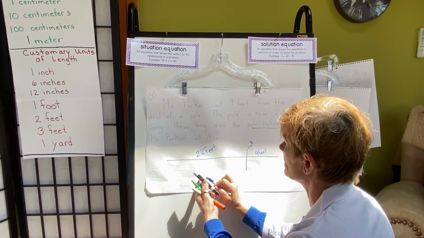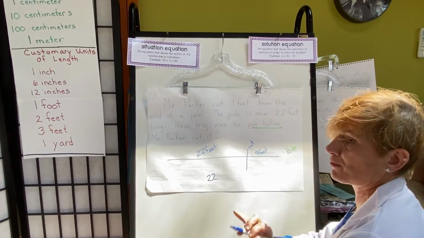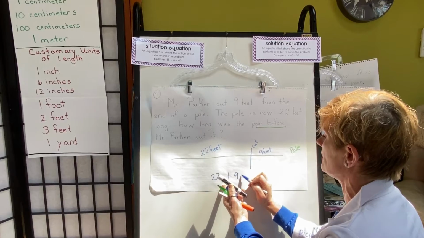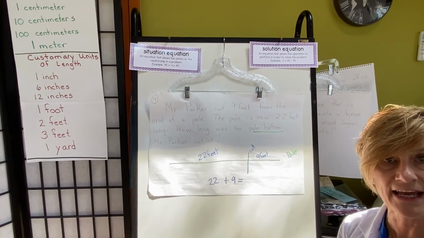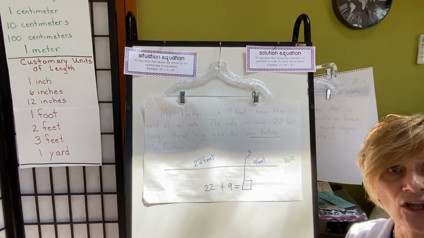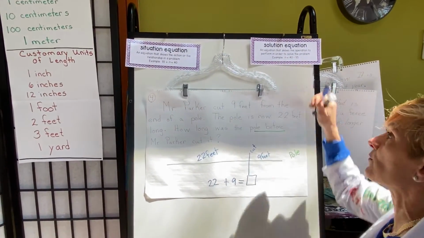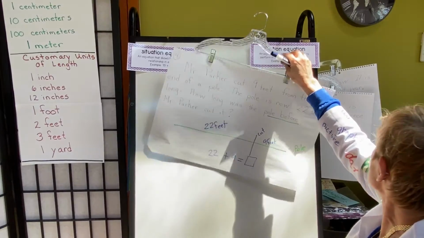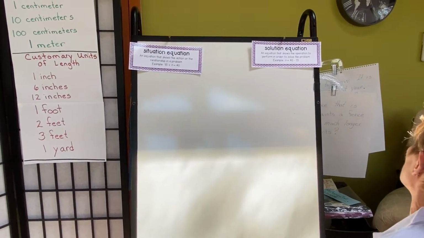Hoping you're thinking, well, 22, let's put that 9 feet back on before he cut it. And now we're going to find out really how long the pole was. I wanted to make sure we got to number 4. Let's look now, my friends, at number 6.